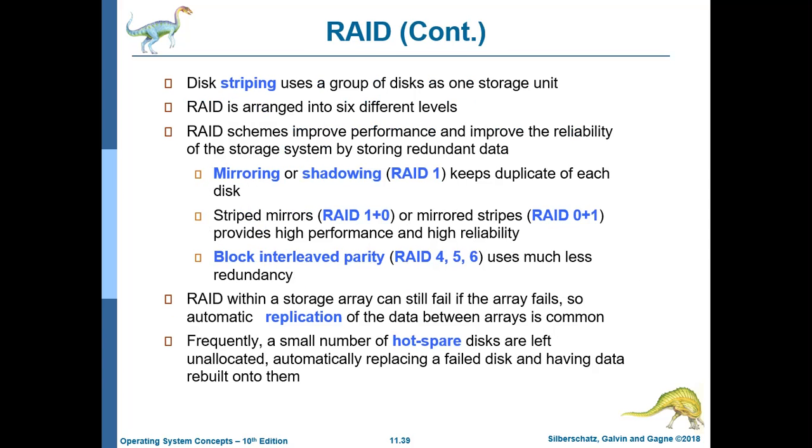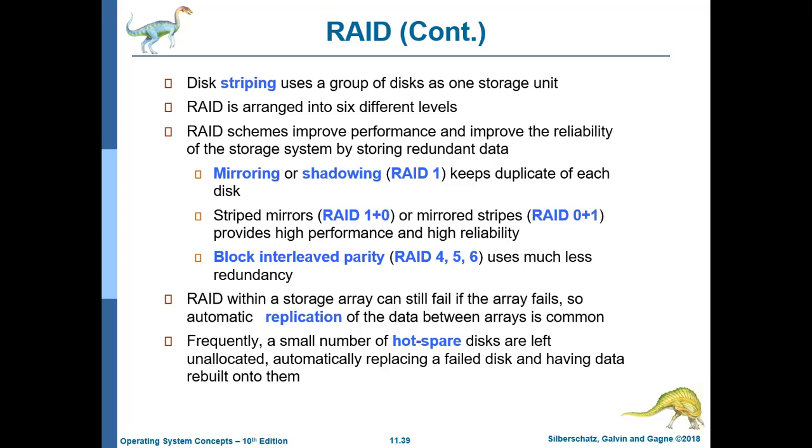We have the so-called disk striping, which uses a group of disks as one storage unit. For example, if you are going to use RAID, your disk is divided into 4 partitions, or stripes, or divisions of your disk drives, which will be stored across disks. The first stripe goes to the first disk, the second stripe to the second disk, and so on and so forth. That is what you call disk striping.